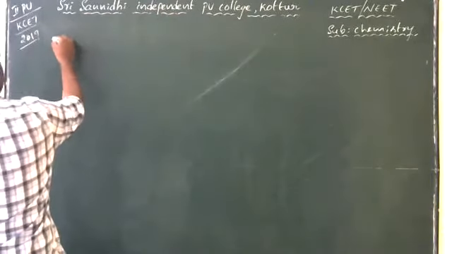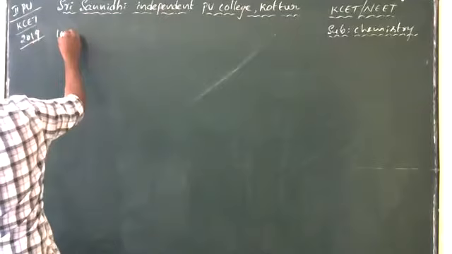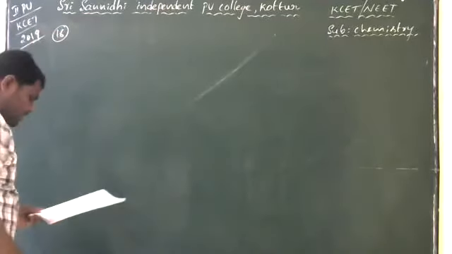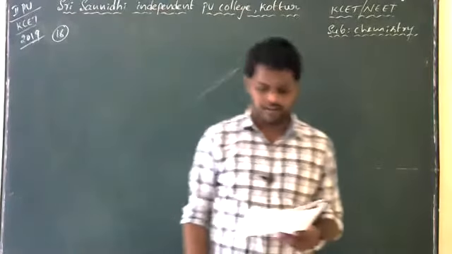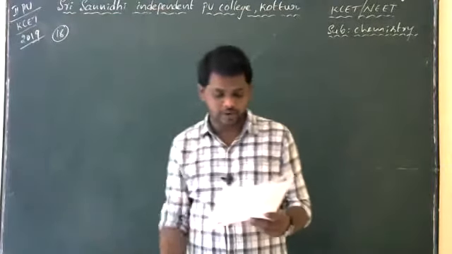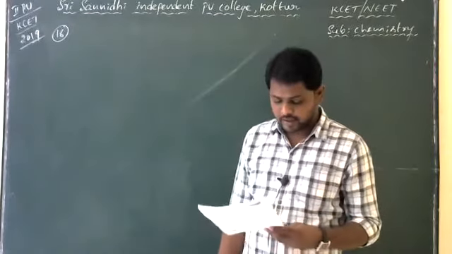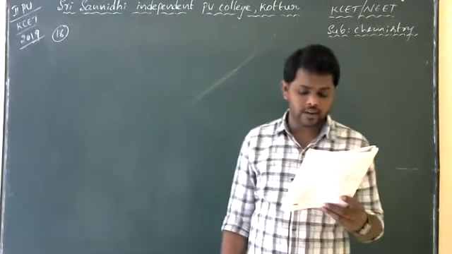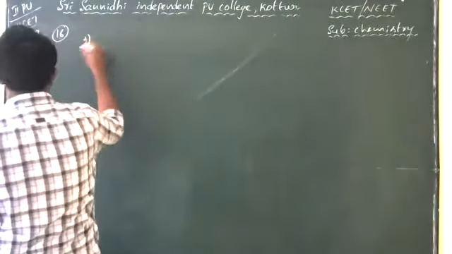Question number 16. Right. Which is the wrong statement they given? You have to read the question. Which is the wrong statement? Option A is given: rate constant K is equal to Arrhenius constant A.